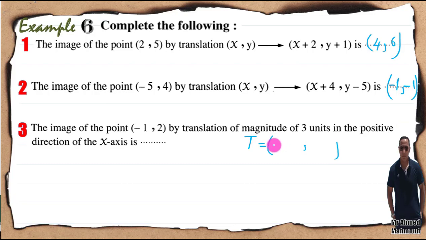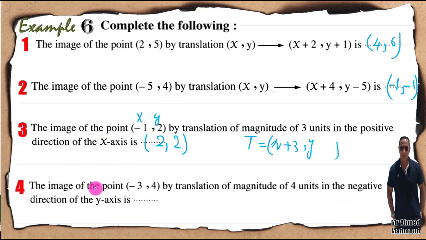The translation included x and y. Here, 3 units in the positive direction of the x-axis. So x will be moved plus 3 because it is the positive direction of the x-axis, and y is the same without change. This is x and this is y. So I'm going to add x plus 3 and write y without change. Negative 1 plus 3 equals 2, and write down 2. Or you can represent it graphically, but it's better to add 3 to x, and okay, this is enough.